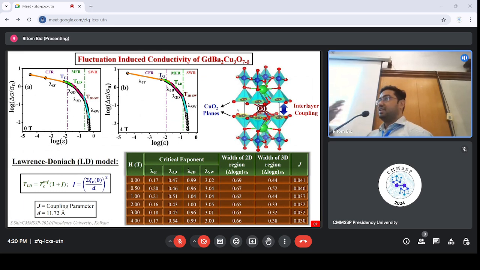Paracoherent state, as I have said earlier, some Cooper pairs are there, but they are not phase coherent. That's why the conductivity decreases in the samples just above the TCMF, but we have not reached the coherent superconducting state. So that means some coherence already started inside the samples before reaching the superconducting state, but they are not completely coherent. That's why we have said that this is the paracoherent state.